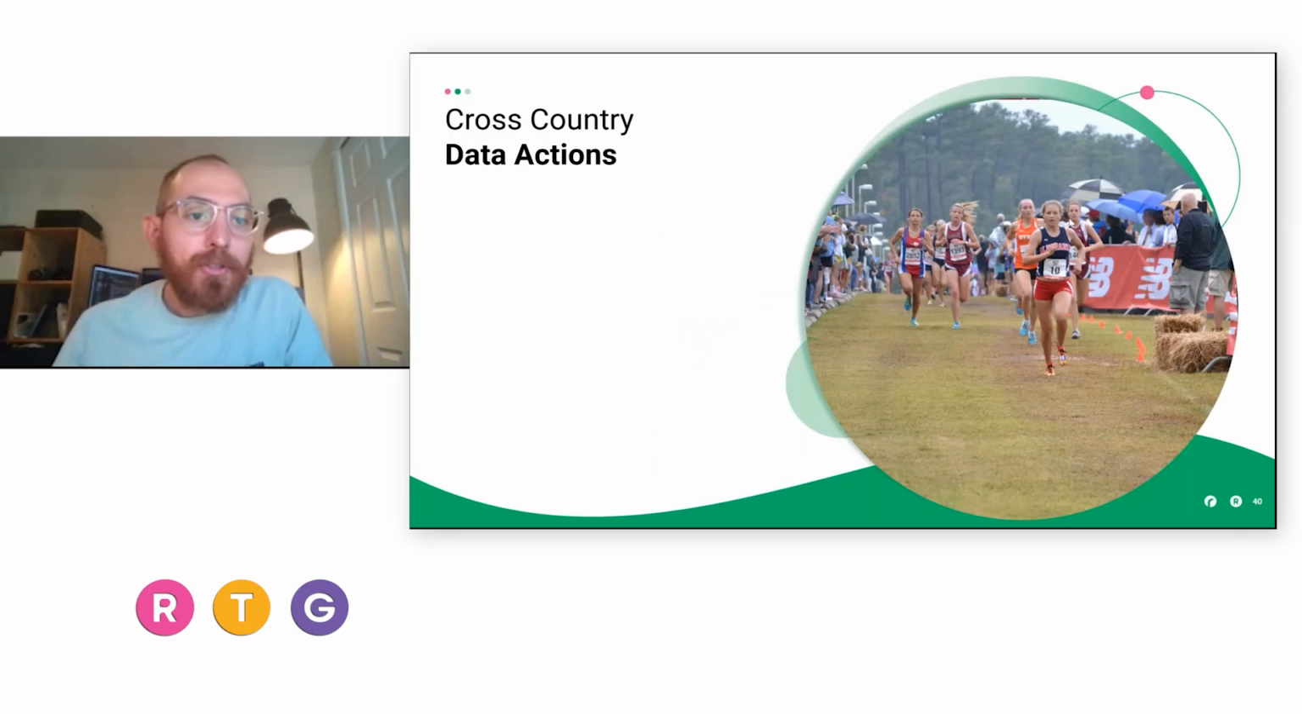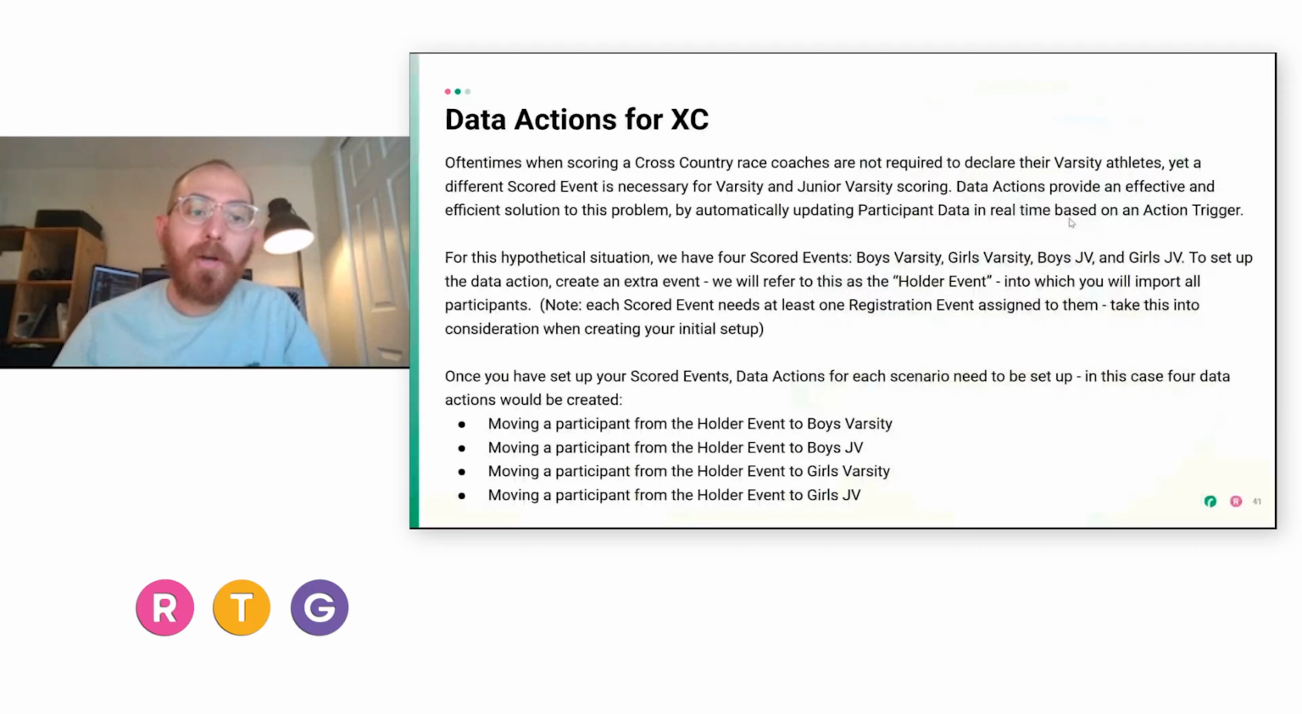Okay, so now we're going to go into data actions for cross-country. So cross-country has some scenarios that use data actions heavily, so we're going to dive into that. So oftentimes when you're scoring a cross-country race, coaches are not required to declare their varsity athletes. Yet a different scored event is necessary for varsity and junior varsity scoring. So they have different start times.